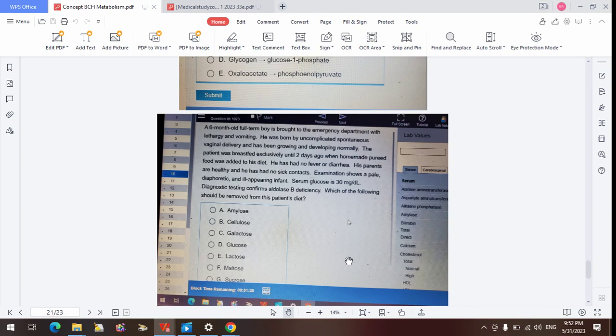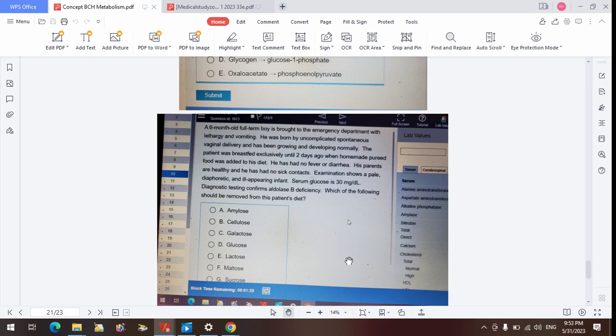The following should be removed from this patient's diet. A 6-month-old full-term boy is brought to the emergency department with lethargy and vomiting. He was born by uncomplicated spontaneous vaginal delivery and has been growing and developing normally. The patient was breastfed exclusively until 2 days ago when homemade fluid food was added to his diet. He has had no fever or diarrhea, has been healthy, and has had no sick contacts. Examination shows a pale, diaphoretic, and ill-appearing infant. Serum glucose is 30 milligrams per dL. Diagnostic testing confirms aldolase B deficiency. Which of the following should be removed from this patient's diet? Okay, so aldolase B deficiency.